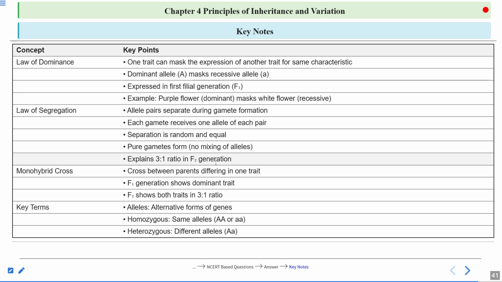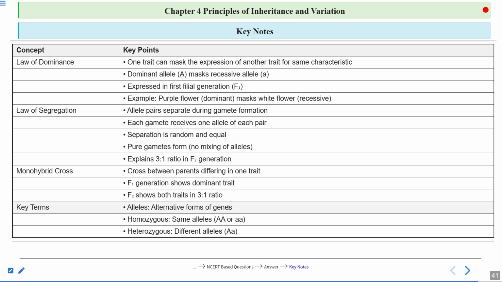And the phenotypic ratio 3:1 can be explained using the law of, this is very important here, a question can come from here. The phenotypic ratio 3:1 can be explained by which law? So you will write law of segregation. Then monohybrid, because it's a cross between parents differing in one trait. The F1 generation shows the dominant trait, and the F2 generation shows traits in 3:1. So in the F2 generation, the recessive trait reappears.